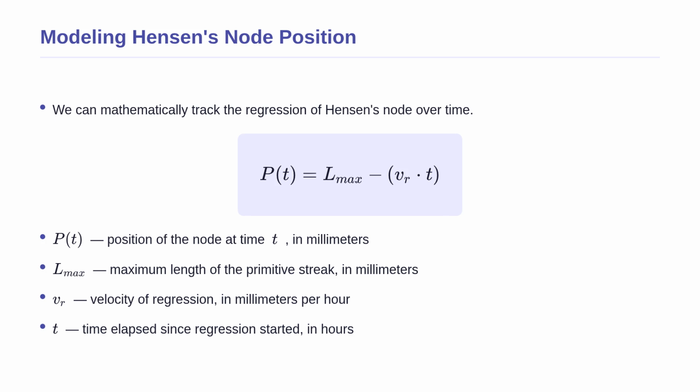L_max represents the maximum length the streak reached before regression began. The variable V_r is the velocity of regression in millimeters per hour, and t is the elapsed time. If the regression velocity increases, the subtracted term becomes larger, meaning the position, P(t), decreases much faster, and the node reaches the tail end sooner.